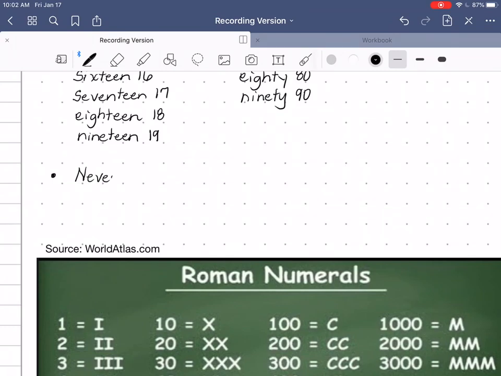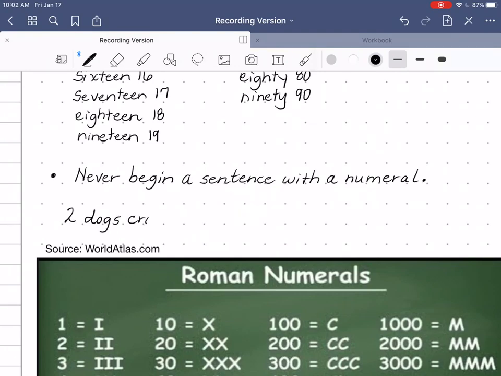Never begin a sentence with a numeral. For example, 2 dogs crossed the road. Is this okay? 2 dogs crossed the road. No, this is not okay. This is a numeral.